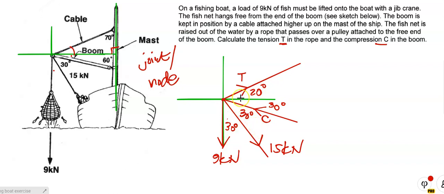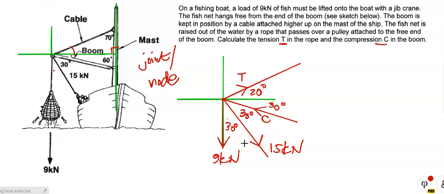Okay? You only use angles between the force and the horizontal, or between the force and the vertical. You never use that one. For example, that angle between those two is 50. You never use 50 degrees. It's always between the force and the vertical, and the force and the horizontal.